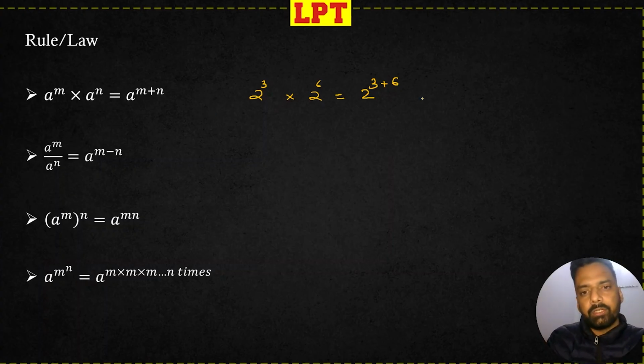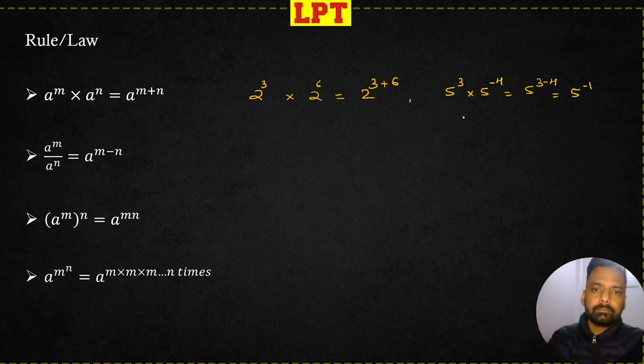It doesn't matter whether the power is positive or negative. Like if it is 5 to the power 3 into 5 to the power minus 4, I can simply write it as 5 to the power 3 minus 4, or it is 5 to the power minus 1. Got it? So if the bases are same, then the powers can be directly added, right? Powers can be directly added.